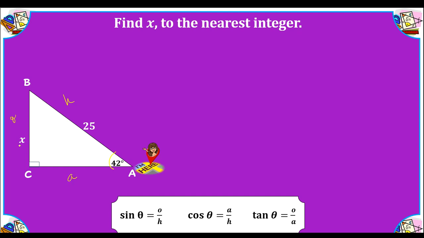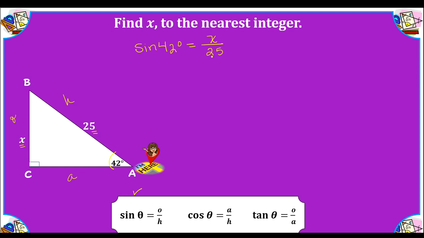So we're trying to find X, which is the opposite, and we're given the hypotenuse. So the trig function that we're going to use is sine because sine deals with opposite over hypotenuse. So let's write a proportion. The sine of 42 degrees is equal to the opposite side over the hypotenuse.